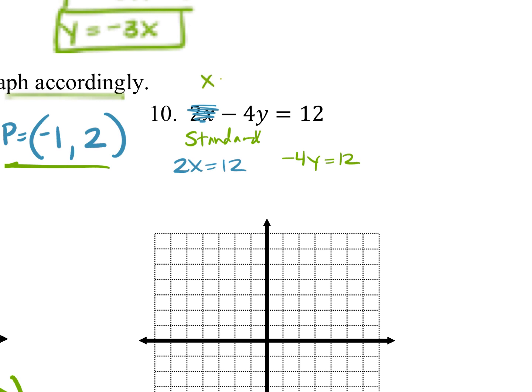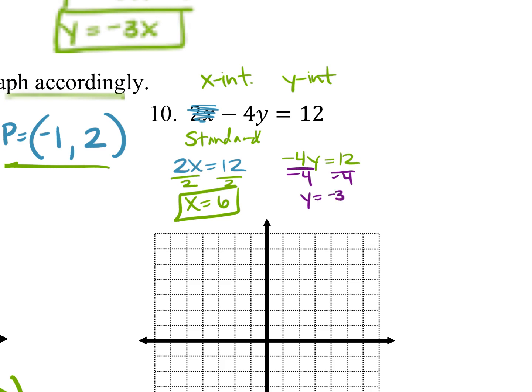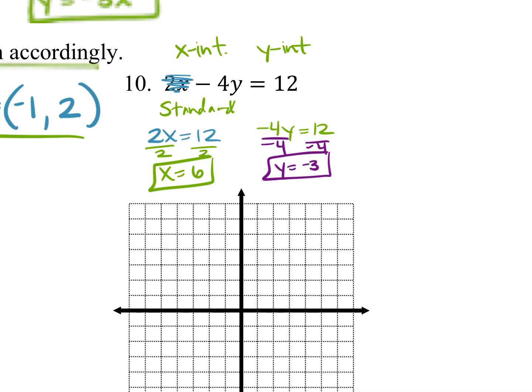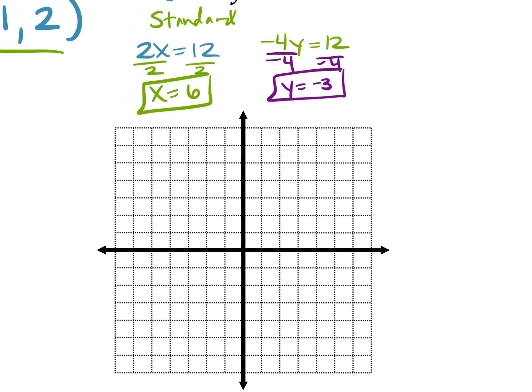So these are going to be intercepts, okay? You get an x-intercept out of the deal, and you get a y-intercept out of the deal. So if I divide by 2, I get x equals 6. That's my x-intercept. If I divide by -4, I get y equals -3, and that's my y-intercept. So I'm going to plot both of those. An x-intercept of 6 is on the x-axis. So 1, 2, 3, 4, 5, 6 to the right from 0, 0.